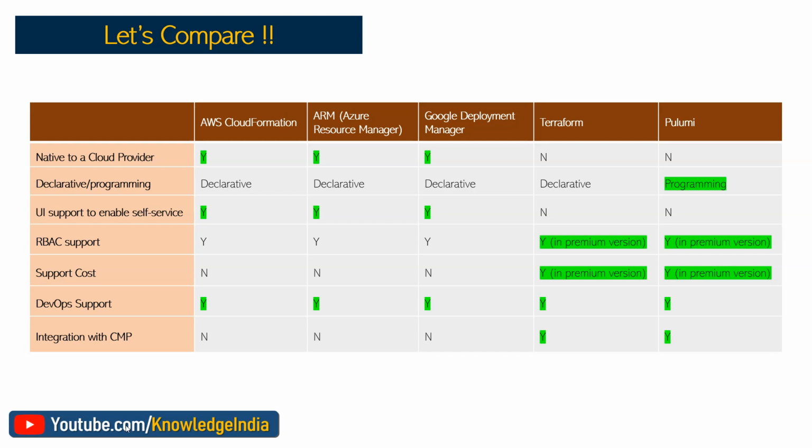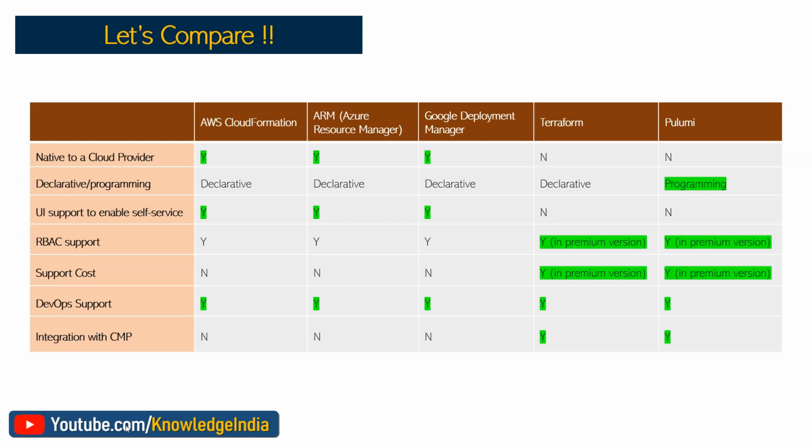Next one is RBAC support. Trust me, this is very important, right? RBAC support, role-based access control. You want to control who is able to provision what in your organization, right? So that becomes very important. Now, with AWS CloudFormation, ARM or Blueprints, and Google Deployment Manager, you can use the identity and access management module within AWS, Azure, and Google Cloud to control who is able to provision what product. You can control that really well, because that is inbuilt there, right?